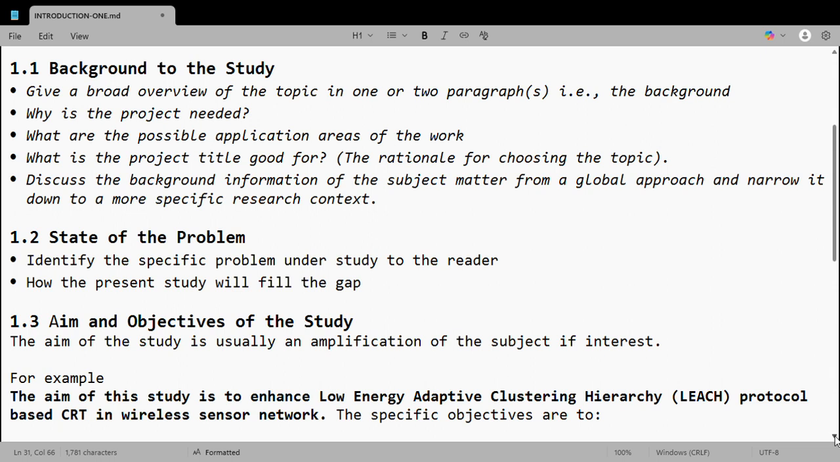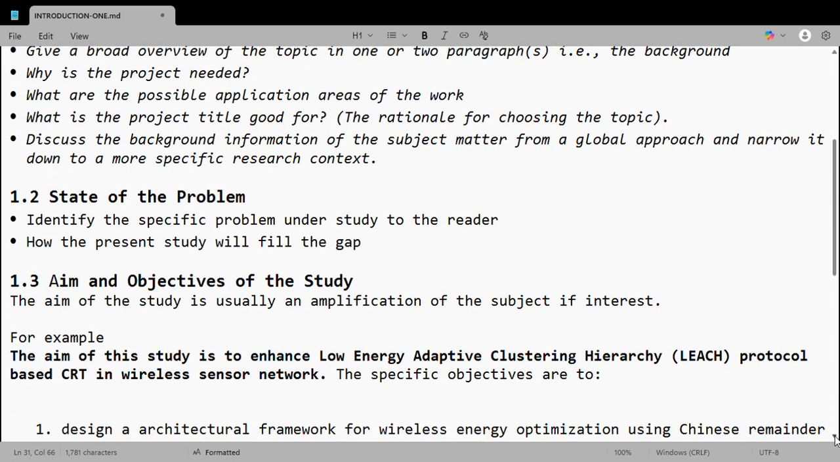And if we look at this aim, we can extract the topic from it. So the topic of the project could be enhanced low energy adaptive clustering hierarchy protocol based Chinese remainder theorem using wireless sensor network. But the aim should be constructed this way: the aim of this study is to enhance low energy adaptive clustering hierarchy protocol based Chinese remainder theorem in wireless sensor network.